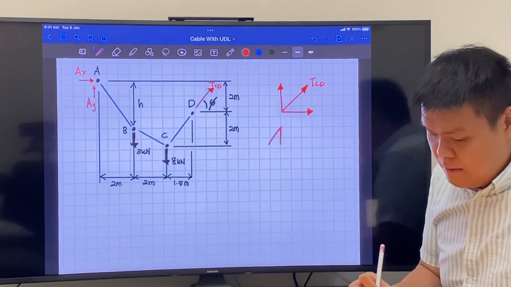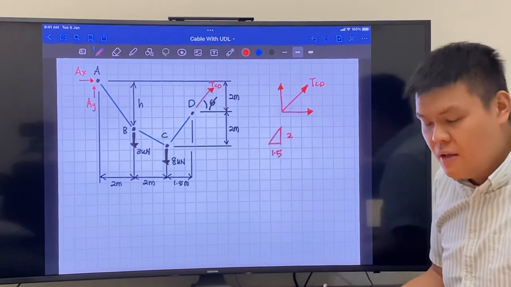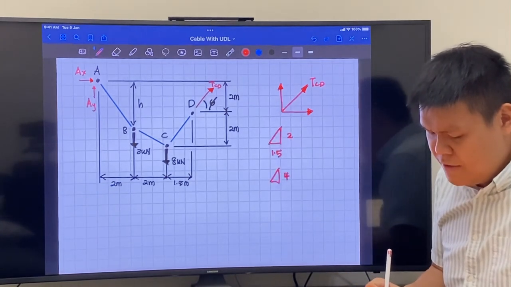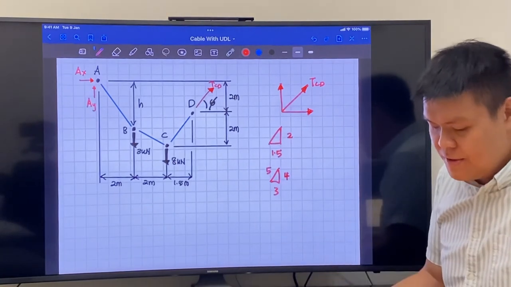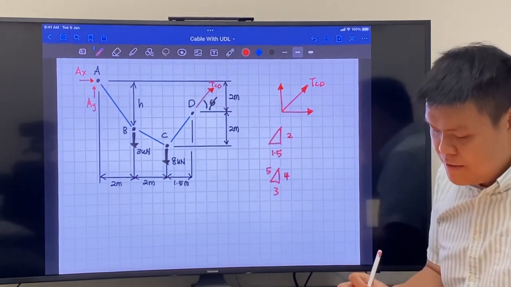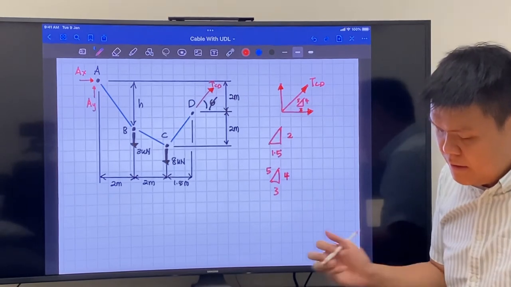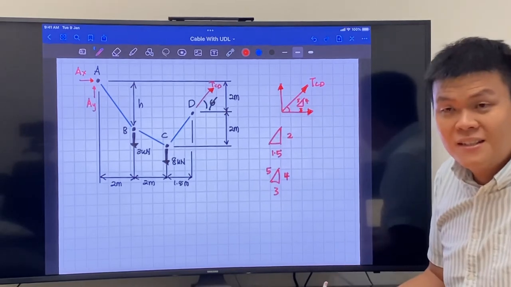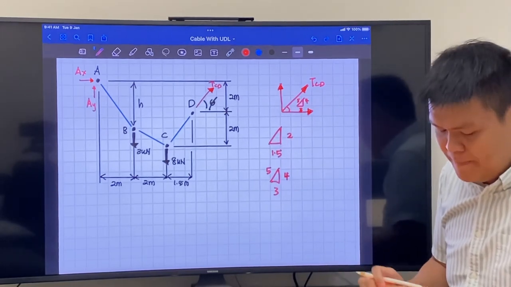So if I draw this 2 and 1.5, I can actually change this into 4 and 3, and we have a Pythagoras triangle here. So the slope here is like so. Now we don't actually need to calculate this angle here. We can just use the ratio of the slopes here.